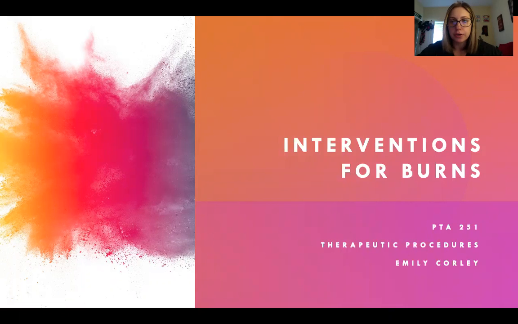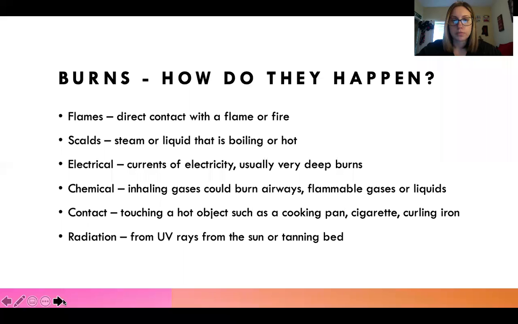Today I'm going to be talking about interventions for burns for PTA 251 therapeutic procedures. So before I talk about the interventions, I'm just going to talk about first how they happen, the different degrees of them, and some medical treatments that can be done also.